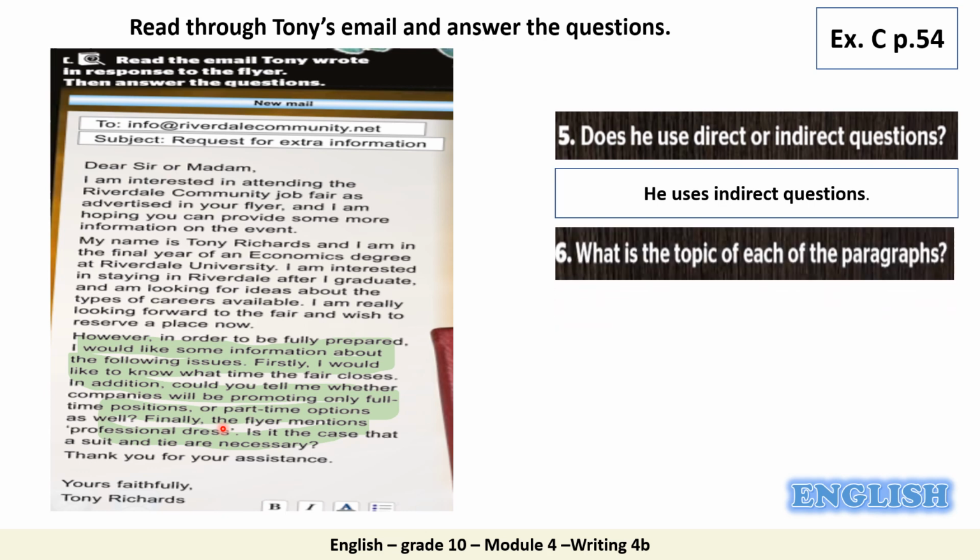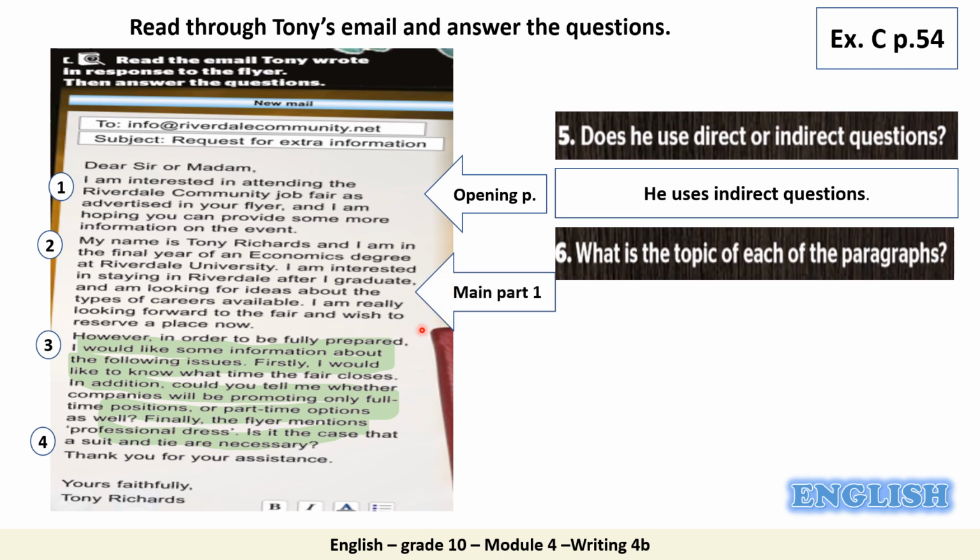What is the topic of each of the paragraphs? Before you start reading, let's divide the paragraphs into 4 sections, as you can see right over here. This is what we call the opening paragraph, the main paragraph part 1, main paragraph part 2, and the closure. Pause the video for a minute, read through each paragraph, and let's decide what is the content of each of these paragraphs.